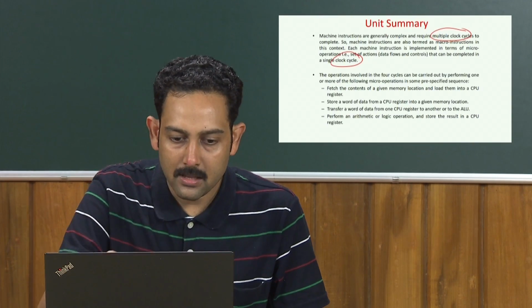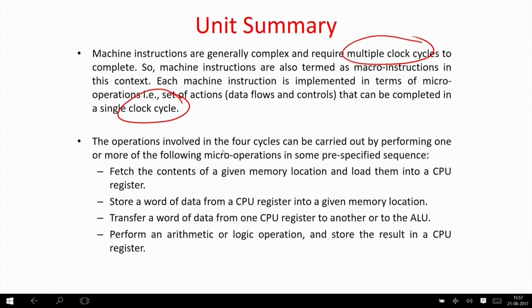The operations involved in the 4 cycles can be carried out using 1 or more micro operations in some predefined frequency. Generally the 4 cycles, as I already told you, are fetch, decode, execute and store. Fetch, we already know that. First is to fetch the contents of the memory and load them to a CPU register. Store the word of data from a CPU register to a given memory location, that is your load store instruction. Transfer data from one CPU register to another, perform an arithmetic operation and store the result in a CPU register.